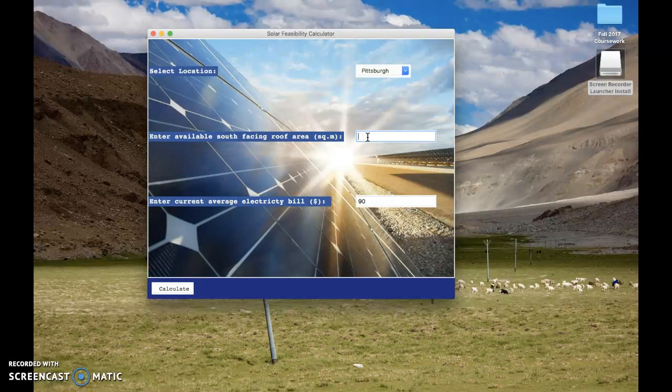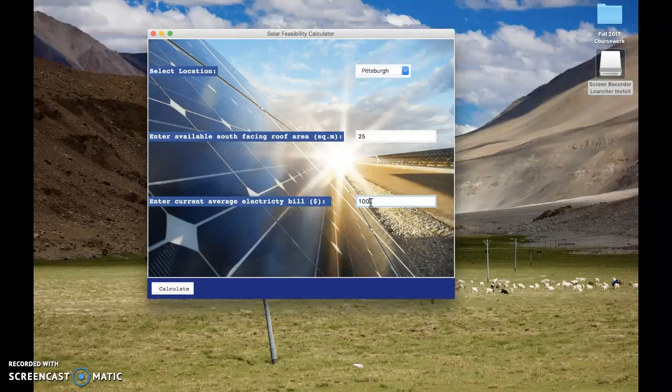The second input that this tool takes is the south-facing roof area that's available. Typically, a roof is about 25 square meters, so let's enter that for this one. The third input it takes in is the monthly electricity bill, and that's typically anywhere between $80 to $100. So let's enter about $100 for that.